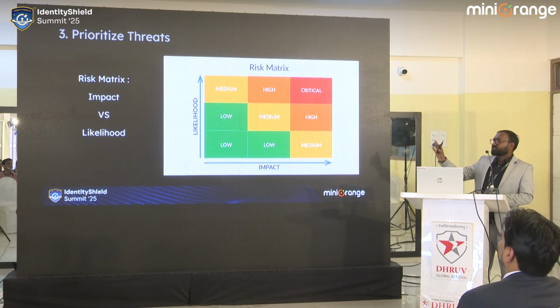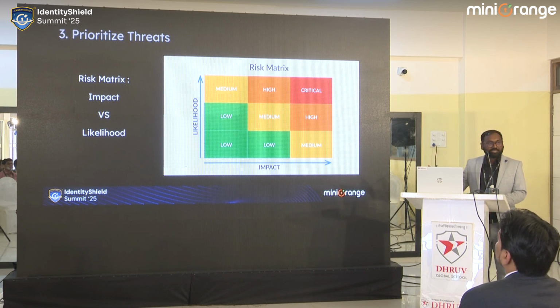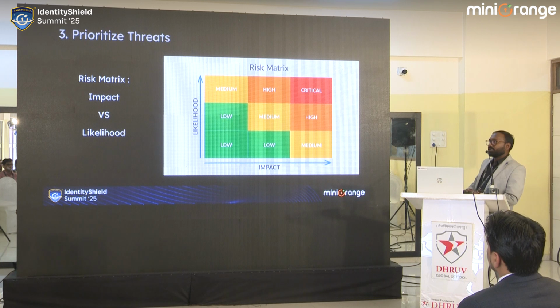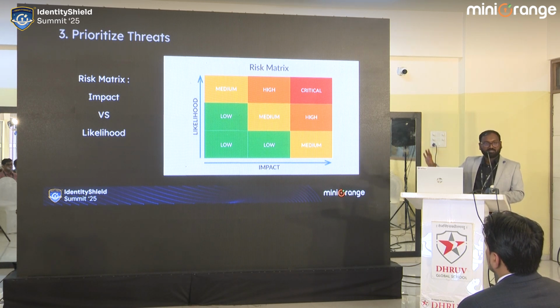So I'm just using a very simple design here. There is also another model called DREAD. You can read about it. It's much more used. This is simple, just an impact versus likelihood chart. This is one way.